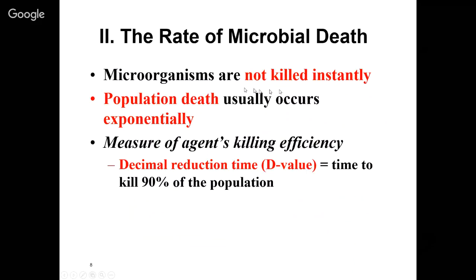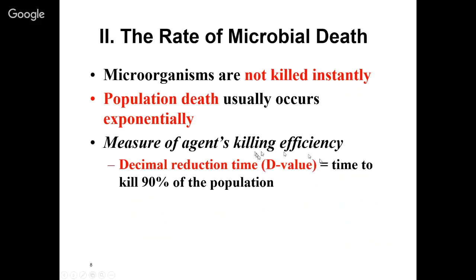So microorganisms are not killed instantly. It takes time to build up this death rate, just like we have the lag phase, the log phase, the stationary phase, and the death phase on the growth rate. We also have the same thing happening on the death rate: you're going to have a slow start to the death, and then it's going to just take off, and they're going to die really fast. Population death usually occurs exponentially. So again, it's going to be that same slow and then rapid destruction, doubling each time. They're going to keep doubling down until they're all dead.